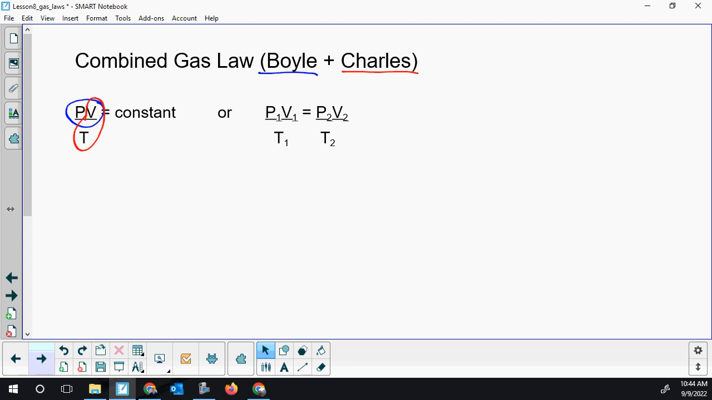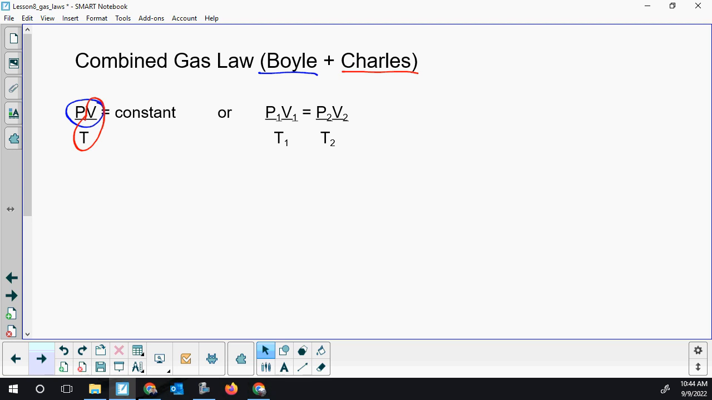So this would work fairly well on a balloon-ish type circumstance. We can now change the pressure, the temperature, and/or the volume of this balloon, and predict: is it going to get bigger, smaller, hotter, colder? What's going to happen to the pressure? So P1 times V1 over T1 is P2 times V2 over T2.